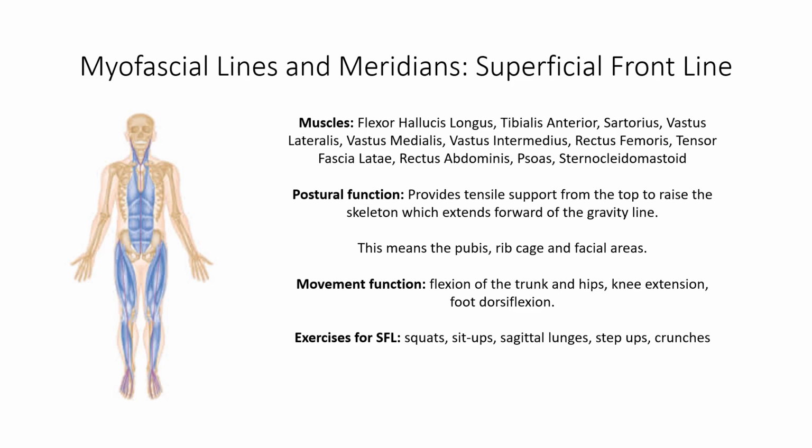This means that the pubis, the ribcage, and the facial areas, essentially. The movement functions then are flexion of the trunk and hips, knee extension, and foot dorsiflexion. Exercises to specifically train the superficial front line are squats, sit-ups, sagittal lunges, step-ups, crunches, even leg extensions, banded toe to shins, anything along those lines.